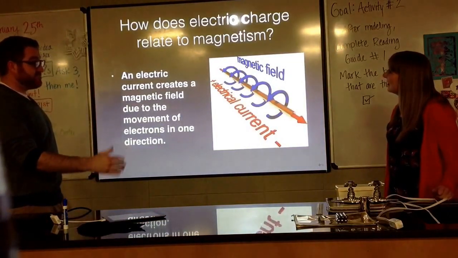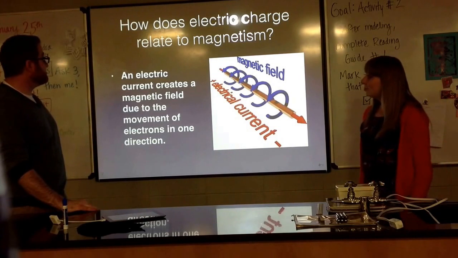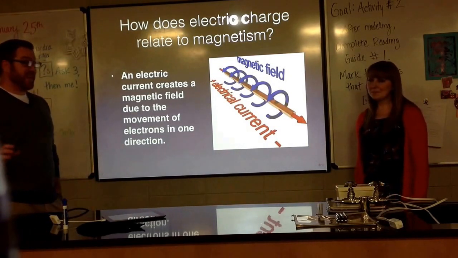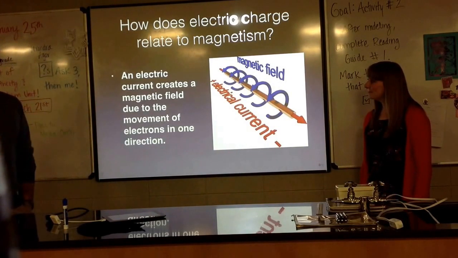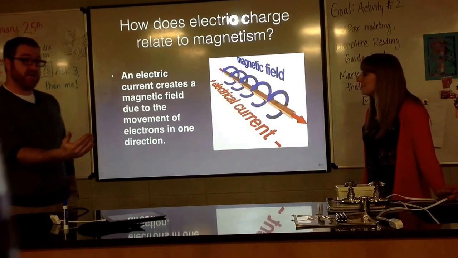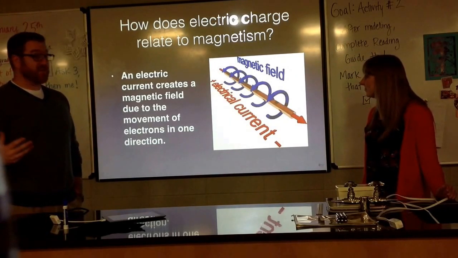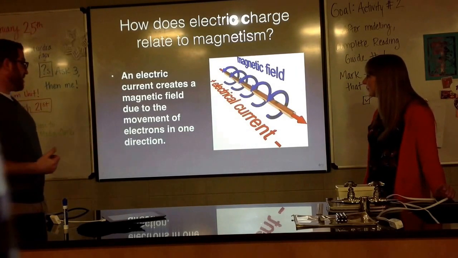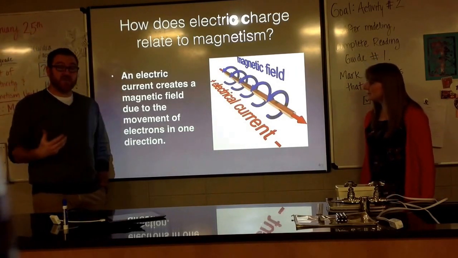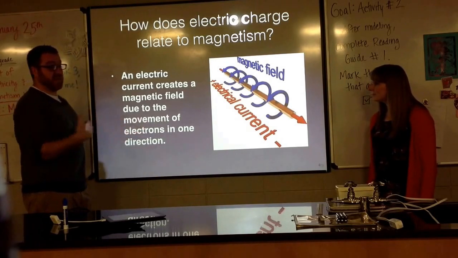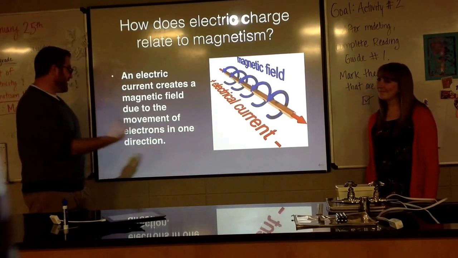How does electric charge relate to magnetism? Well, an electric current will create a magnetic field. You can run a current through a coil of wire and use it actually as a magnet because of the movement of those electrons in one direction. One direction, right?